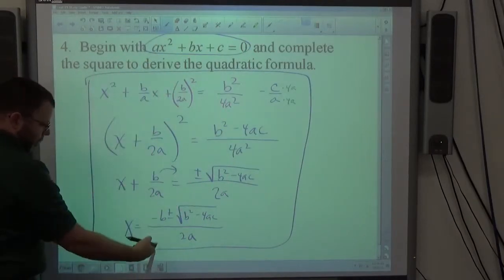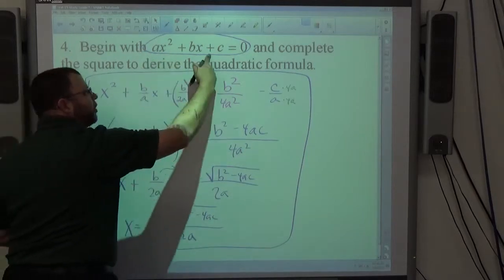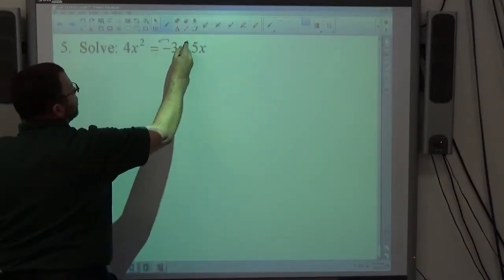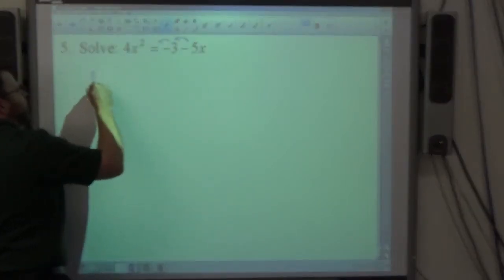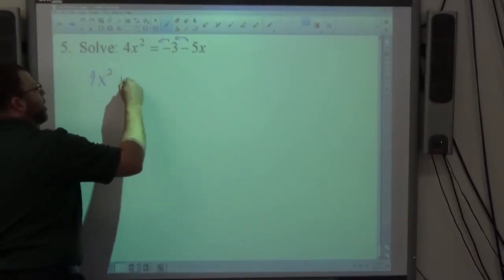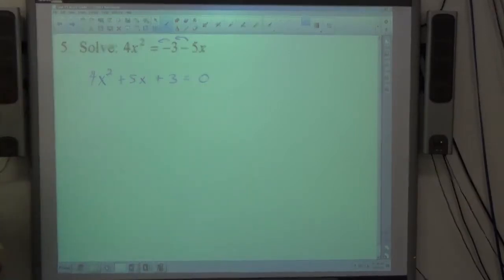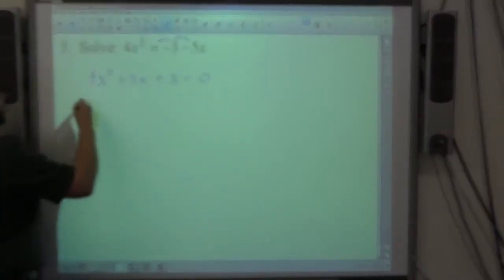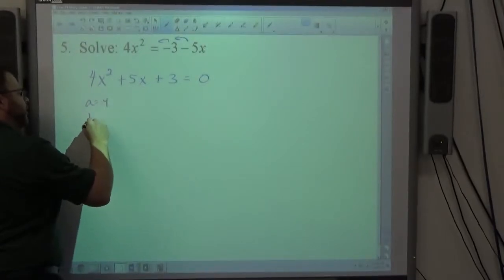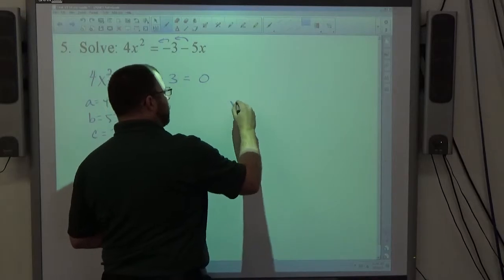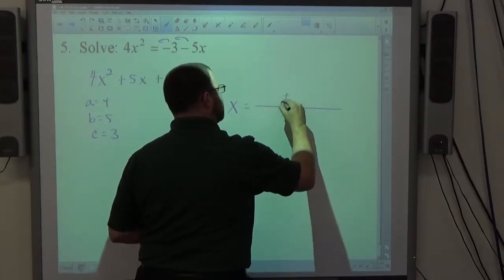So again, if I'm going to use this formula to find answers, I have to have everything in descending order equal to 0. So that's the first thing I'm going to do, move these guys to the other side and arrange in descending order. So positive 4x squared, positive 5x plus 3 is equal to 0. That tells me a is equal to positive 4, b is equal to positive 5, and c is equal to positive 3. I'm going to go ahead and create the structure of my answer.